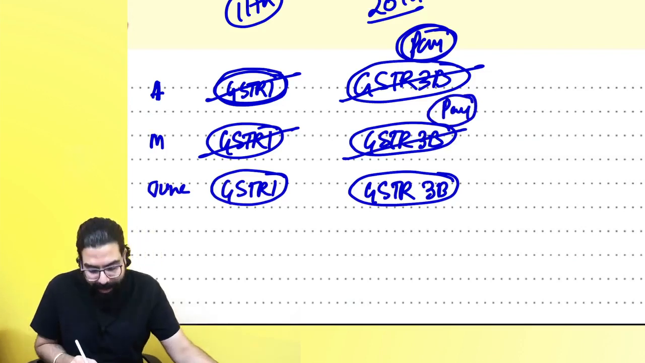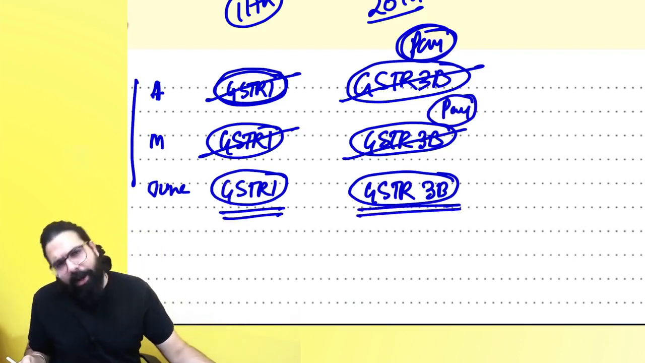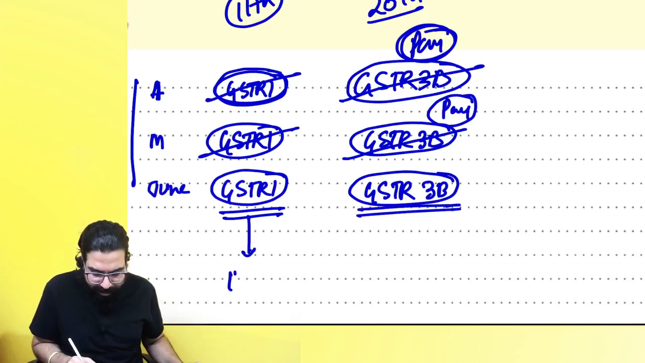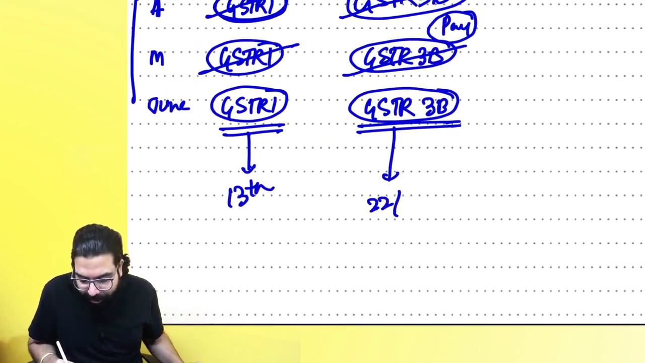And lastly, once the quarter gets over, then you can file your GSTR 1 and you can file your GSTR 3B. Here the GSTR 1 filing date is 13th of the next month, and GSTR 3B is 22nd or 24th.